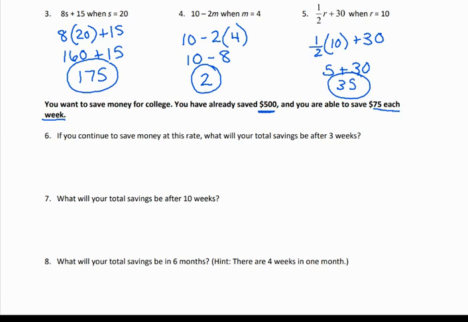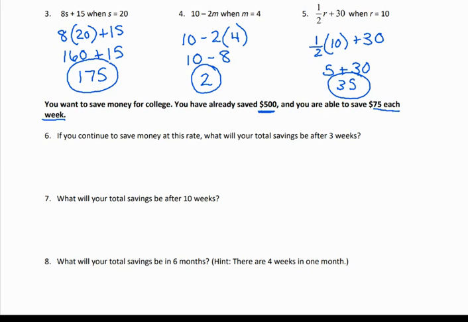What are we going to do? Tell me, are we going to do multiplication, division, adding, subtraction? What do we think, Max? We're going to multiply. So let's start with that. What are we going to multiply? Bingo. We make $75 each week.